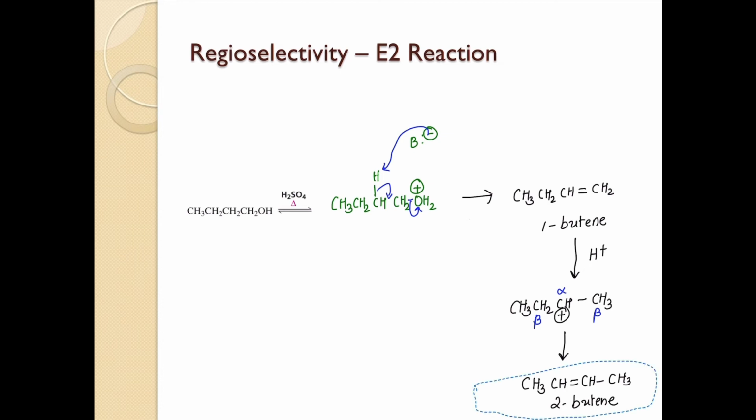That's because of the presence of large excess of H+, where the initial alkene that's formed is undergoing electrophilic addition reaction. Here is your electrophilic addition reaction. And this is your major product.